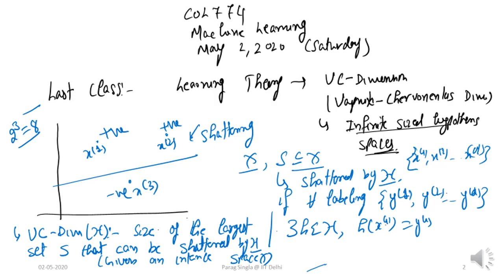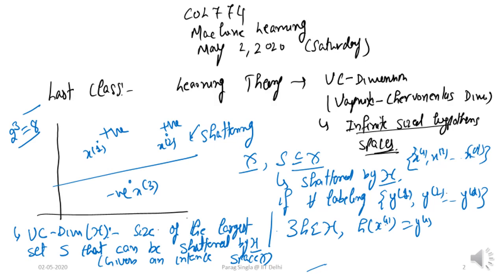is shattered. We also talked about doing this in an adversarial setting, where an adversary gives us a labeling for a given set of points, and we try to find a hypothesis which achieves that labeling. The adversary gives us another labeling, and we try to find a hypothesis which realizes it, and so on and so forth. If we can do this for every possible labeling that the adversary gives for a given fixed set of points, then we say the points are shattered.